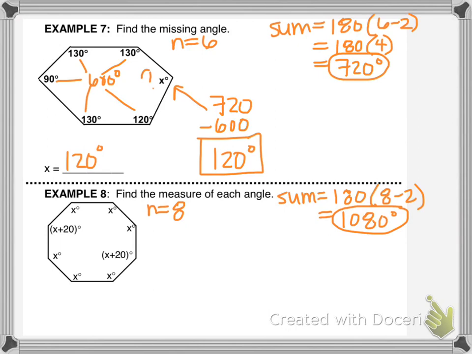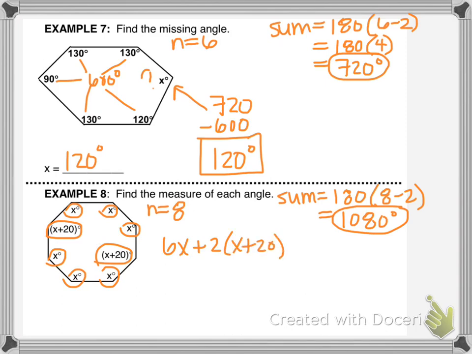Now this time I have expressions, so I want to set up an equation, and we did this with triangles. We added up all the measures and they equaled 180. We're going to do the same thing. We're going to add up all the measures and they're going to equal 1,080. So let's look at what I have. I have 6 angles that equal x, so I could call those 6x. I have 2 angles that equal x plus 20, so I could say plus 2 times x plus 20.